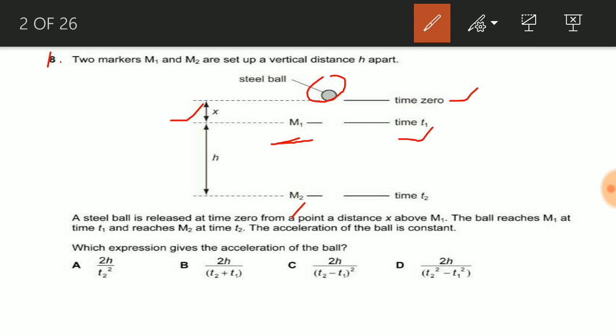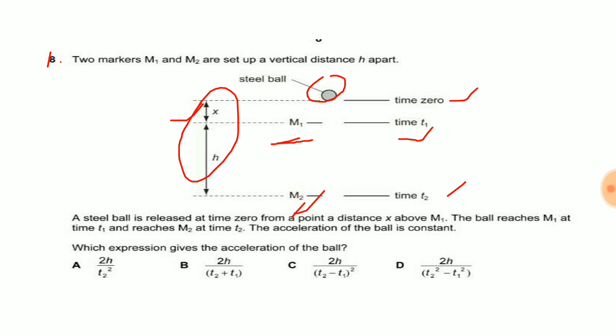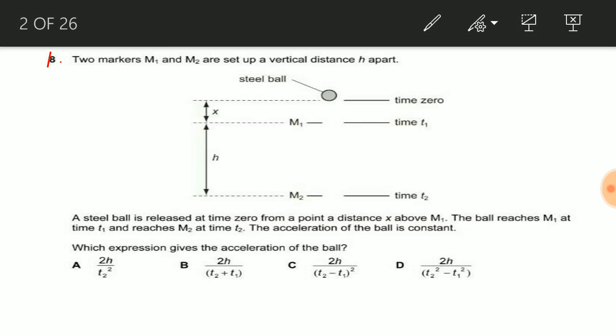And this ball reaches the point m2 after traveling distance h plus x, in a time t2 at a point m2 or at a marker m2. Now we need to find the acceleration of the ball. Which expression represents the acceleration of the ball?